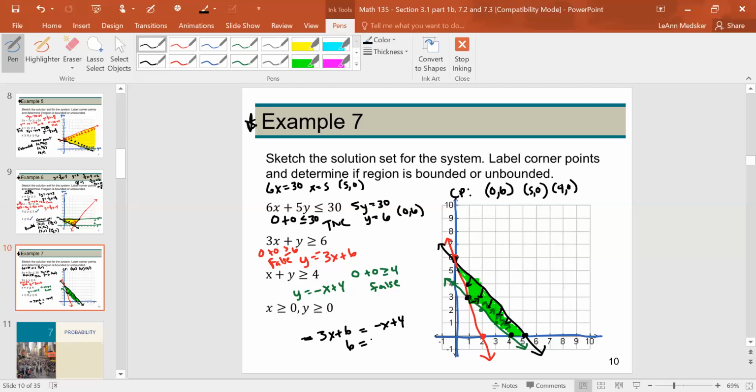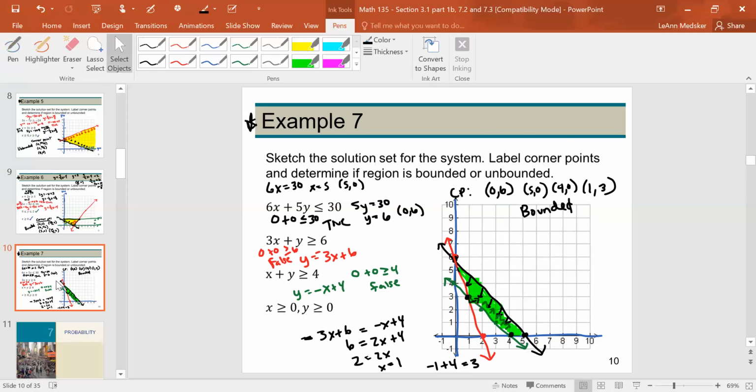Add the 3x over, that would be 2x plus 4. Subtract the 4, that would be 2 equals 2x, x equals 1. And it looks like it has a height of 3, but I can check that as well. I can put positive 1 back into either equation. So negative 1 plus 4 is 3. So the final corner point is (1, 3). And this again is a bounded region. Okay, so that's the end of graphing the linear inequalities.